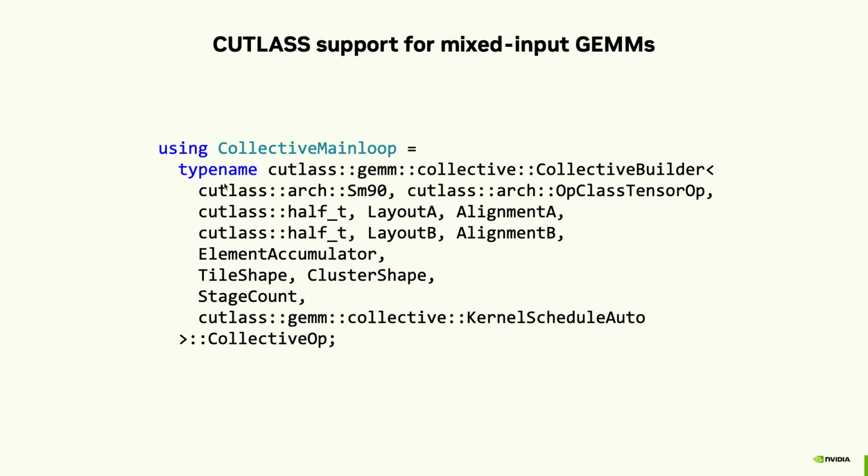Using a mixed input GEMM in CUTLASS is also straightforward. All you need to change are element A or element B in the collective mainloop builder. For example, we could change this FP16 GEMM, or mainloop, into one in which we use int4 for element A via the following small change.